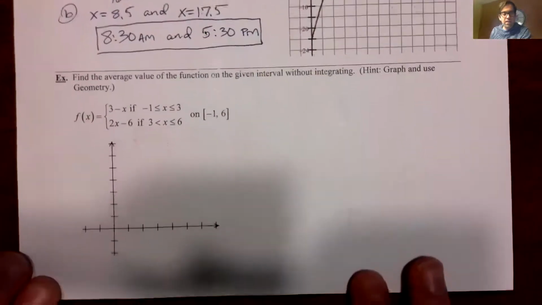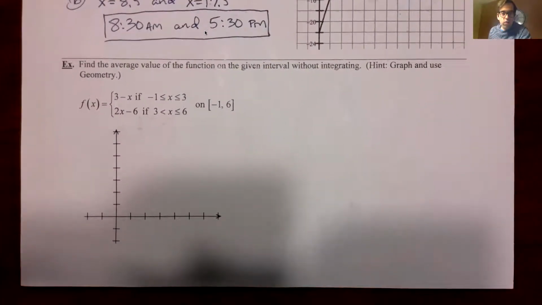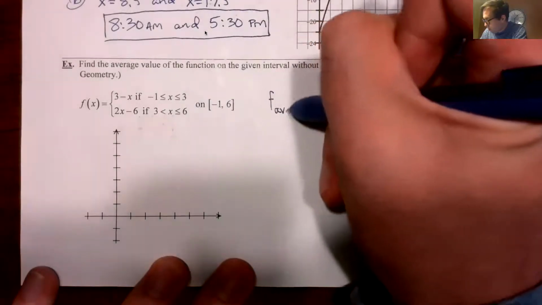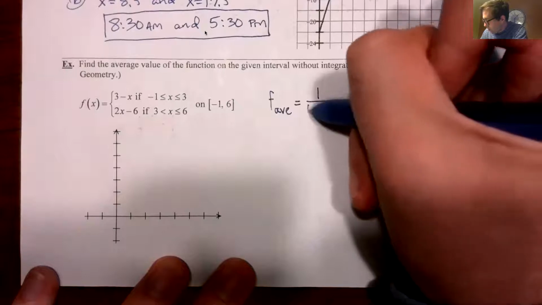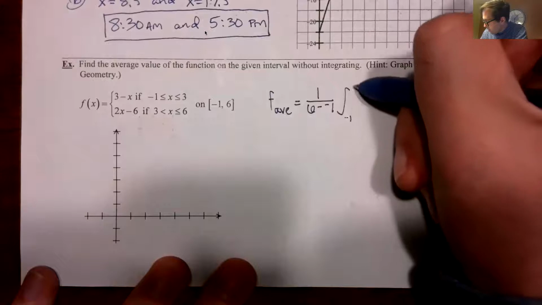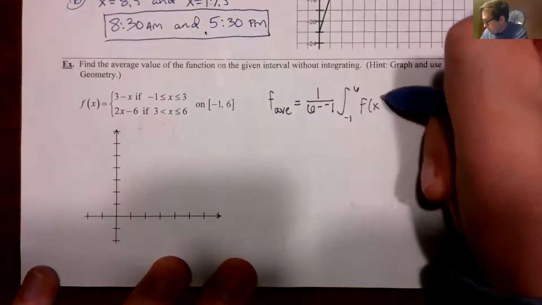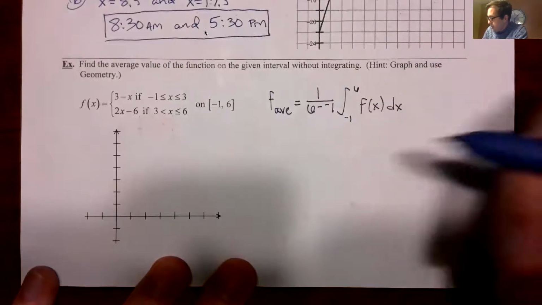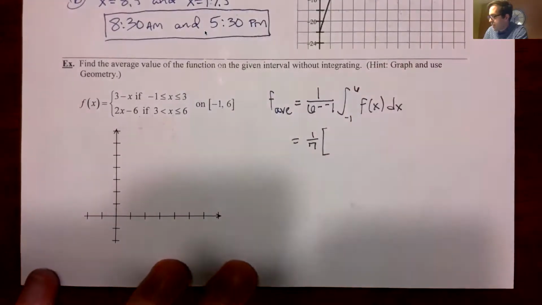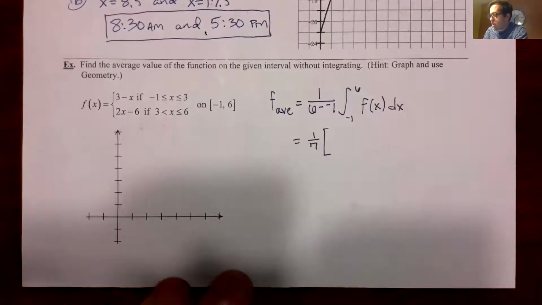One more question. Find the average value of the function on the given interval without integrating. Graph and use geometry. So first of all, we're going from -1 to 6. So if we just wanted to write out the formula, it would be 1 over 6 minus -1 times the integral from -1 to 6 of f of x dx. So we know we start with 1/7 times something. But what does it times? And the question says, don't try to integrate. Let's graph and use geometry.